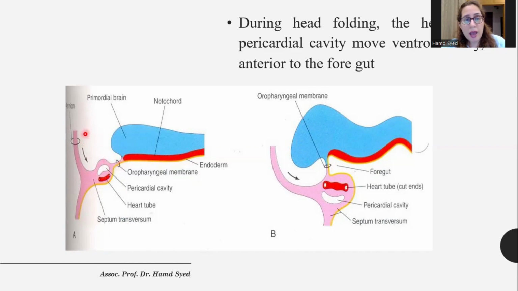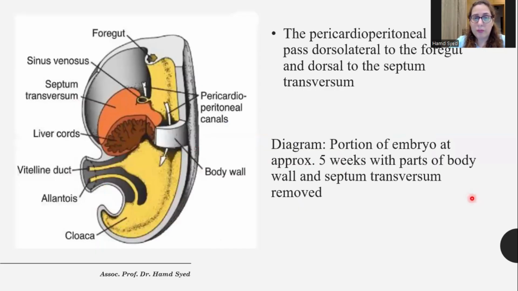But what happens is that as the primordial brain grows, it is going to cause the formation of the head fold. And as the head fold forms, you can see the direction of movement of this arrow. This will bring the developing heart as well as its surrounding pericardial cavity ventrally and caudally. Caudal now to this oropharyngeal membrane. So this is a shifting in the position of the developing heart in relation to, you can see, the foregut. This here is the area of the foregut, which is lined by this yellow line showing us the endoderm. So this is the repositioning of the body structures.